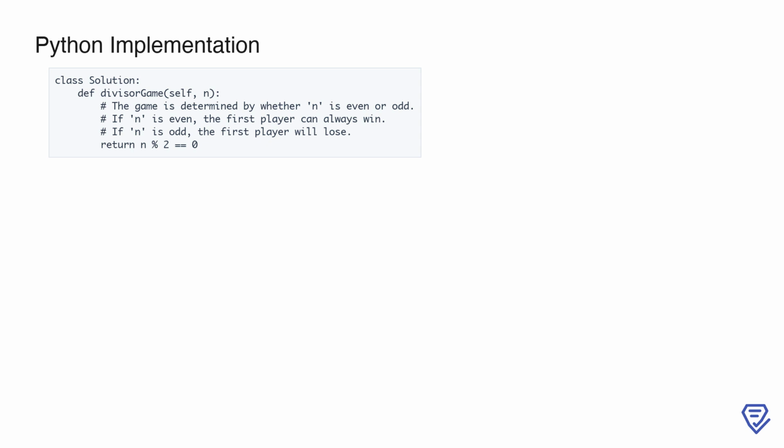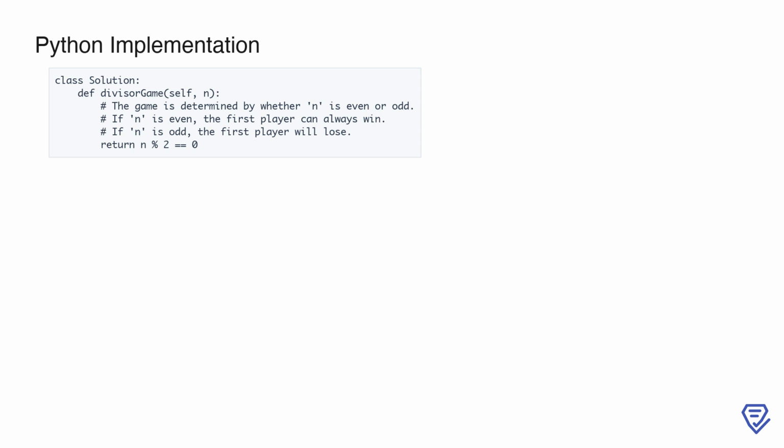They can always pick a divisor x equals 1, leaving the opponent with an odd number. From there, the second player will always face an odd number, and since subtracting a divisor of an odd number always results in an even number, the first player will keep forcing the second player into an odd number. Eventually, the second player will lose when they reach 1.